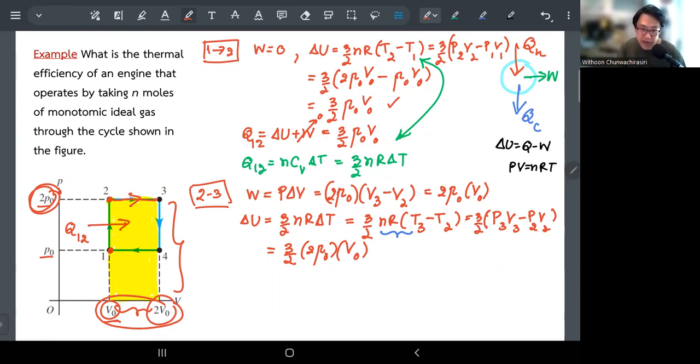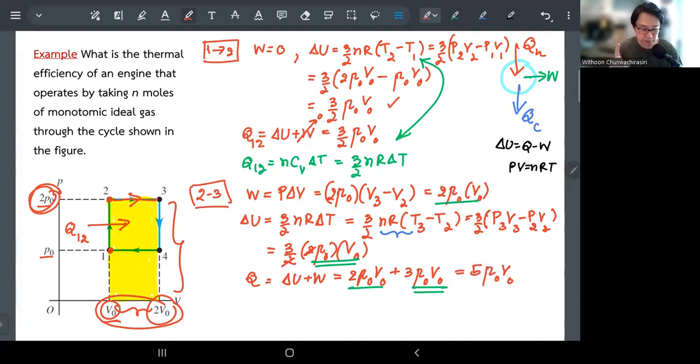So once I have that, then Q is just delta U plus W. So it's going to be 2 P naught V naught that I got from right there, plus, I can cancel that, 3 P naught V naught that I got from the delta U. There you go. And that's it. So the answer is 5 P naught V naught, and it's positive. When it's positive, it means heat is flowing into my system over here.